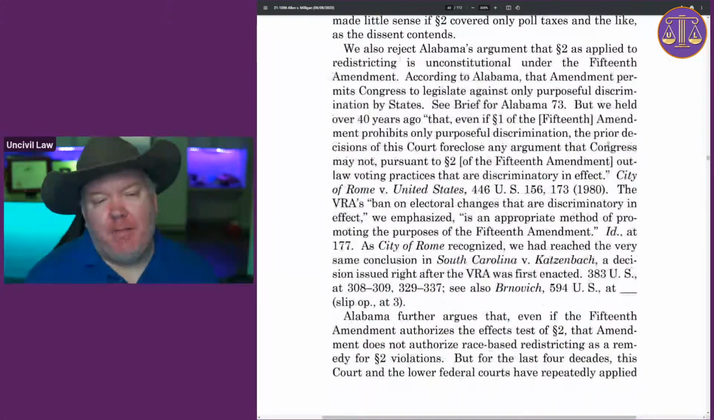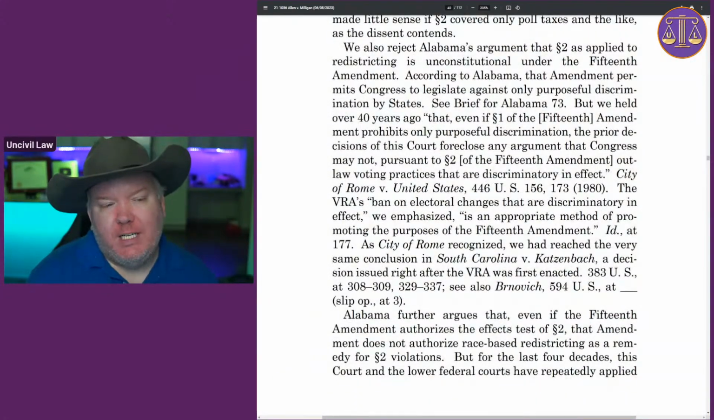We also rejected Alabama's argument that Section 2 redistricting is unconstitutional under the 15th Amendment. According to Alabama, the amendment permits Congress to legislate against only purposeful discrimination. But we held over 40 years ago that even if Section 1 of the 15th Amendment prohibits only purposeful discrimination, the prior decisions of this court foreclose any argument that Congress may not pursue Section 2 of the 15th Amendment, outlaw voting practices that are discriminatory in effect.